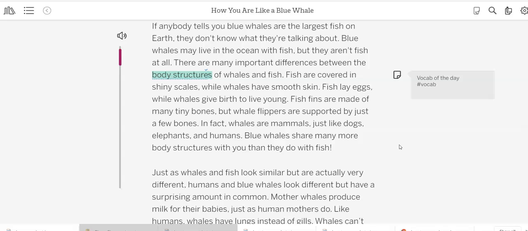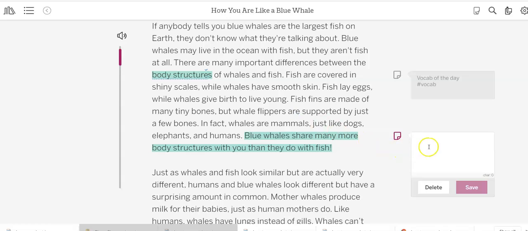Okay. Fish are covered in shiny scales, while whales have smooth skin. Fish lay eggs, while whales give birth to live young. Fish fins are made of many tiny bones, but whale flippers are supported by just a few bones. In fact, whales are mammals just like dogs, elephants, and humans. Blue whales share many more body structures with you than they do with fish. Whoa!